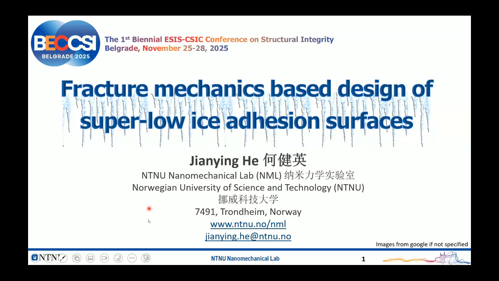So I'll talk about a special application where fracture mechanics could really contribute: how we can design the surface of coatings which have super low ice adhesion. For some of our colleagues from tropical areas, like South Europe or the south part of China, you probably don't experience this icing problem. But I work in Norway, and originally I'm from the northeast part of China. So I have a lot of experience about ice, about the coldness.